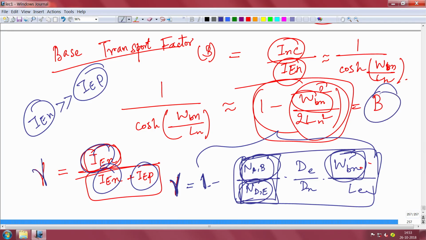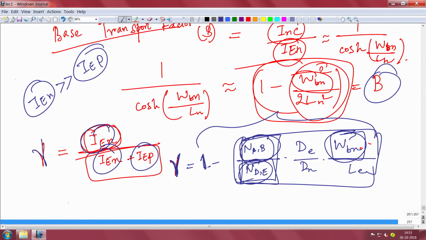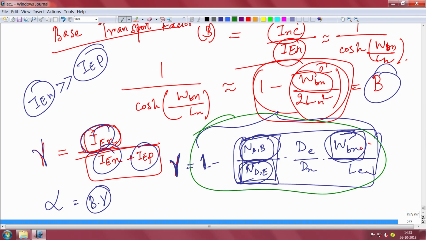Of course, the current transfer ratio alpha is actually given by B times gamma. So the product of this quantity and this quantity will give you alpha, and so if this improves then alpha will also improve.